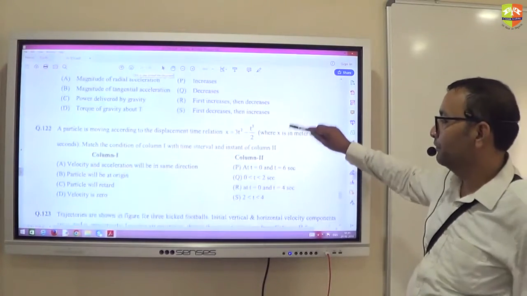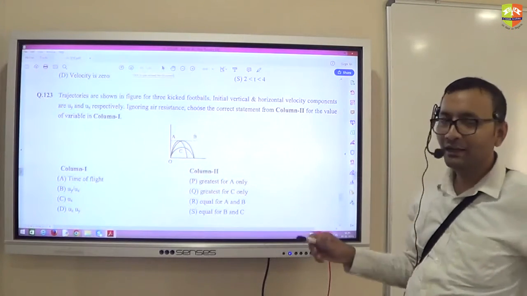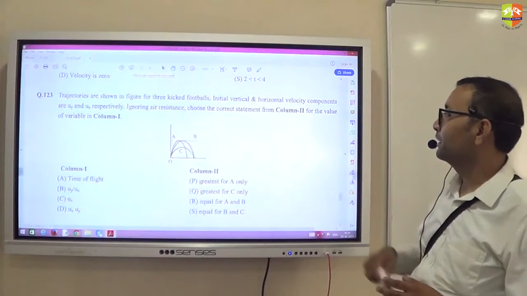Again, this torque and everything is there. Yeah, but then it has other concepts you haven't learned yet.